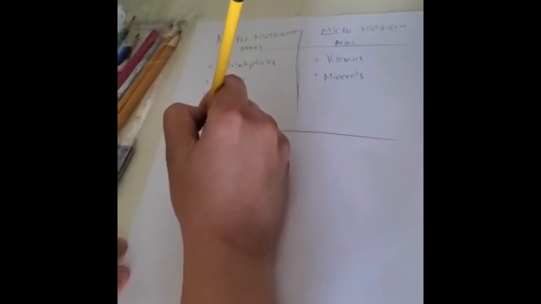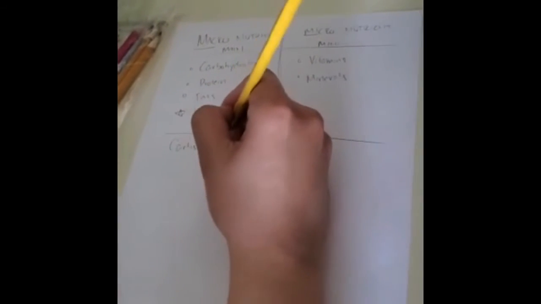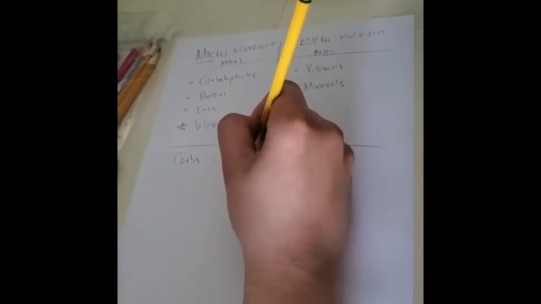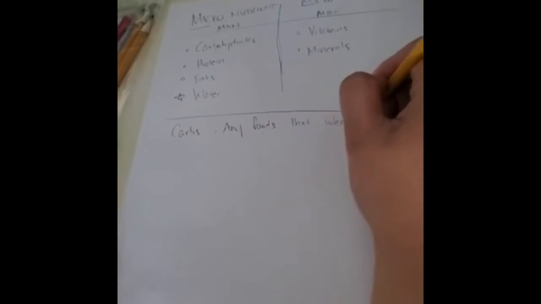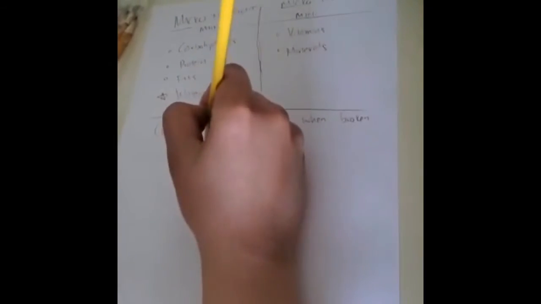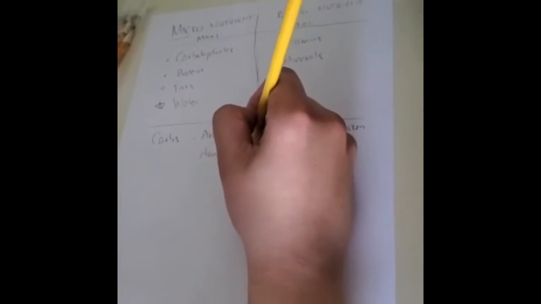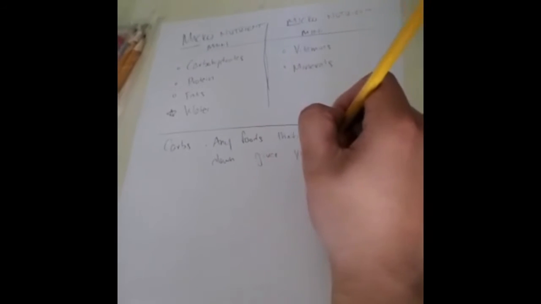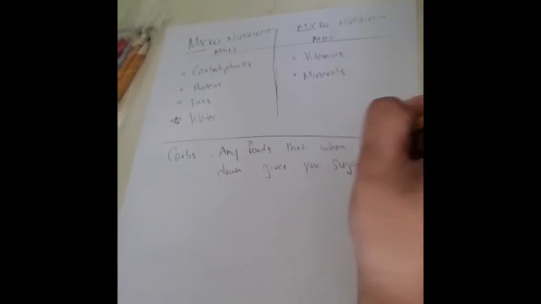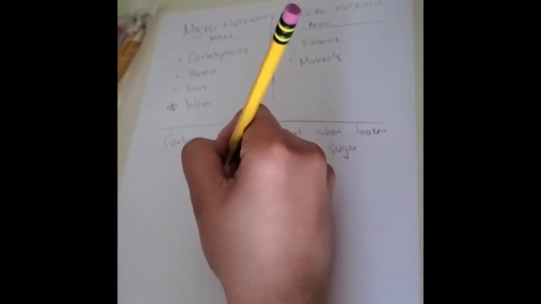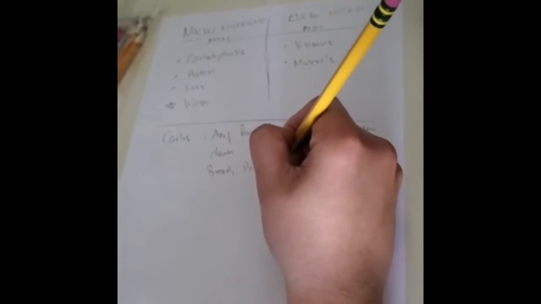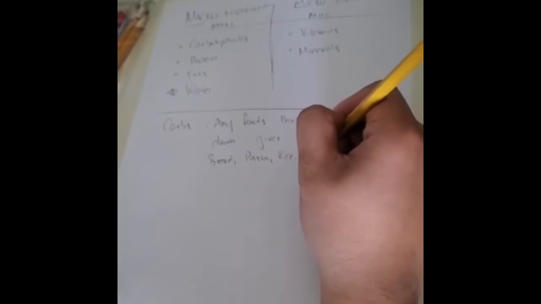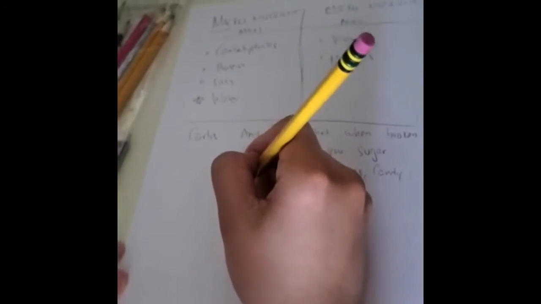So, carbs. What are carbs? Carbs are any foods that, when broken down, give you sugar. So, this includes bread, pasta, rice, any cakes you eat, candy, and even fruit.